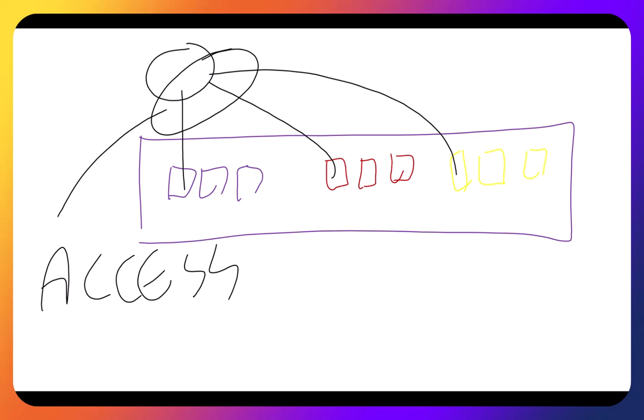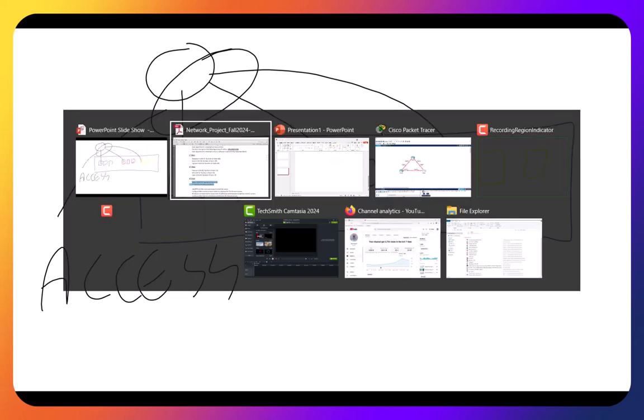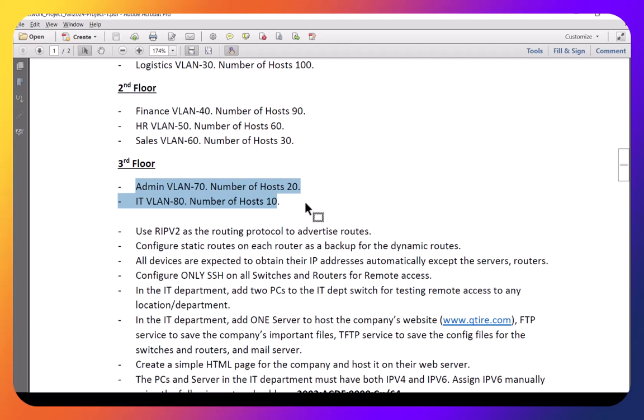So for the VLANs, we give you this information, and the remaining part is your research. Go back to that topic here. Okay, RIP version 2, for example, here, you might have OSPF or EIGRP. So let's see what we have here. We need to configure a dynamic routing protocol, and the second point here, we say configure static routes on each router as a backup for dynamic routes.